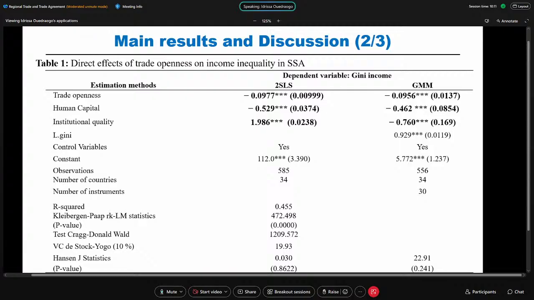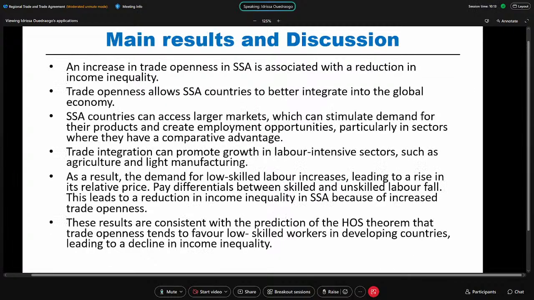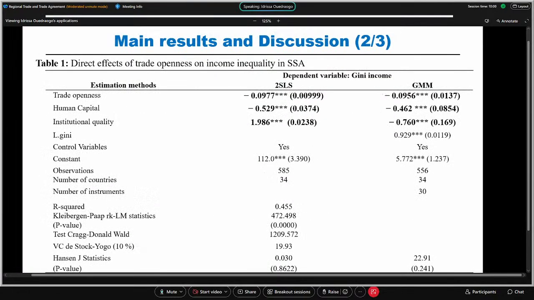And so how do we explain this? An increase in trade openness in Southern Africa is associated with a reduction in income inequality, meaning that trade openness allows African countries to better integrate into the global economy and access larger markets, which can stimulate demand for their products and create employment opportunities, particularly in sectors where they have a comparative advantage.